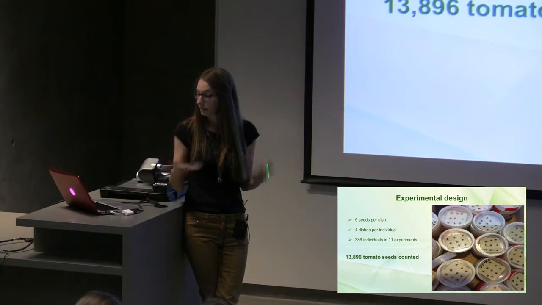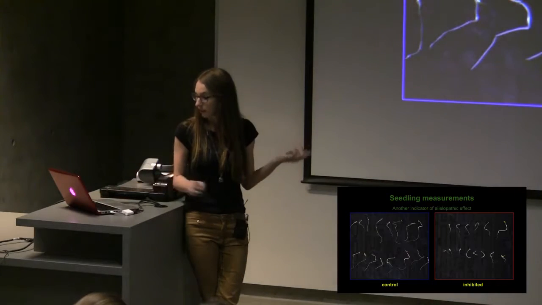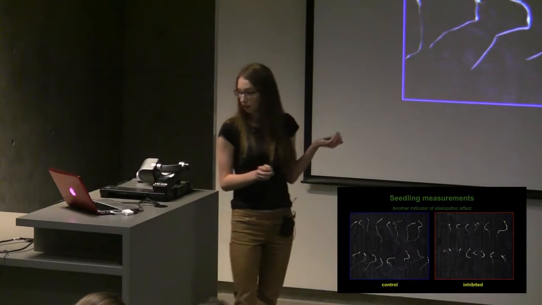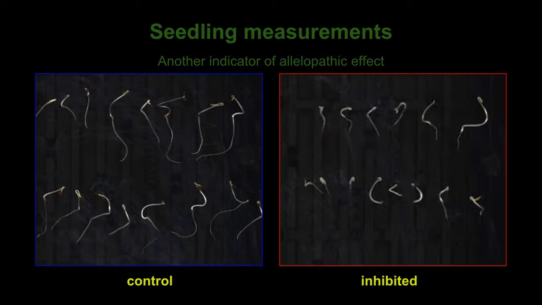In addition to counting binary like that, yes or no, did the tomato seed germinate, we also looked at how well the seedling grew. This is another indicator of allelopathic effect. The box in blue are seedlings that were grown in water, and the box in red are seedlings grown in allelochemicals. So you can see that while approximately the same number of tomato seeds germinated, these ones are clearly having their growth inhibited. So this is another important piece of data for us to get.